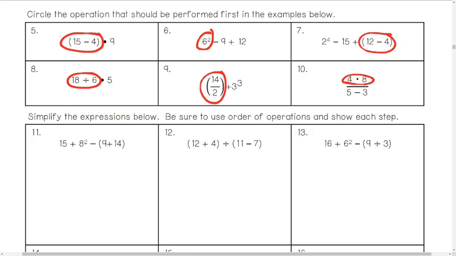Okay, number 11. On number 11, it says we need to simplify like we did before. We're going to go ahead and follow the order of operations, and now would be a good time to pause if you're going to try these on your own.